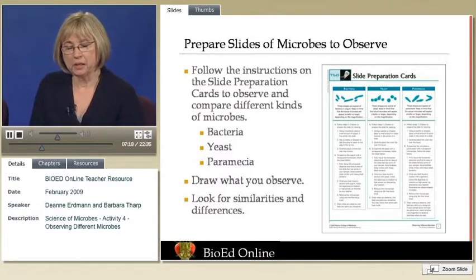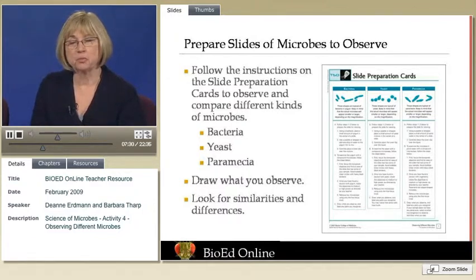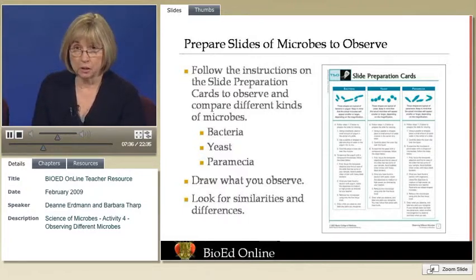Or they could work in teams, and you could have 2 teams that would do the paramecium, 2 teams that would do the yeast, and 2 teams that would do the bacteria. And once the slides were created and the observations were made, and they were focused like they need to be, so they could make good observations, then they could go around the room and look at each other's. That's another way to do it. Make it a little bit quicker and less complicated.